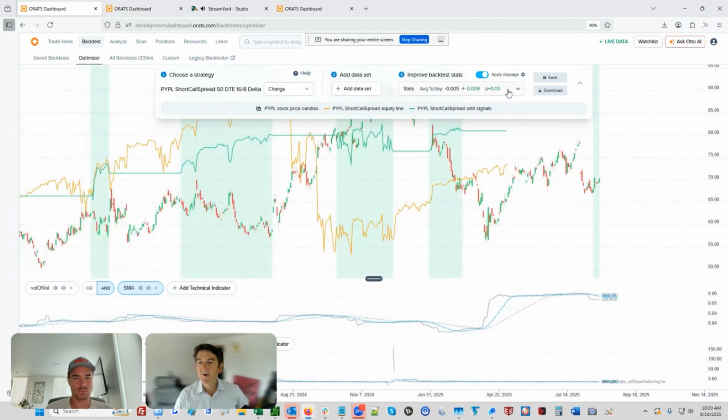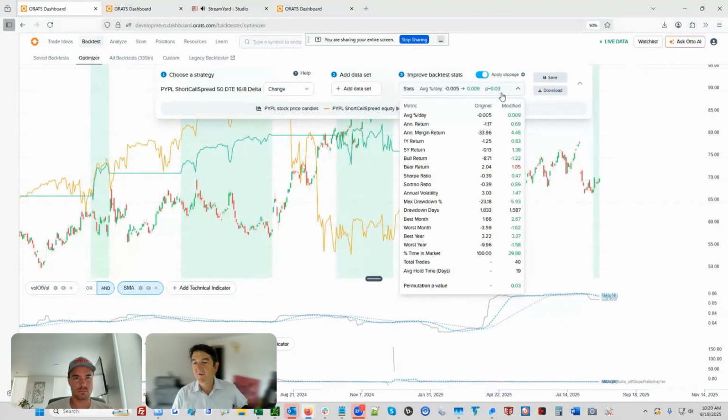And so now we have a lower p-value of 3. We have a positive expected return, 0.009. It's very low because, let's face it, the market's been rallying. So it's often hard to find a good short call spread to add to your portfolio.